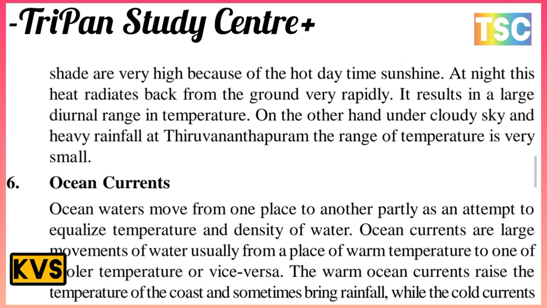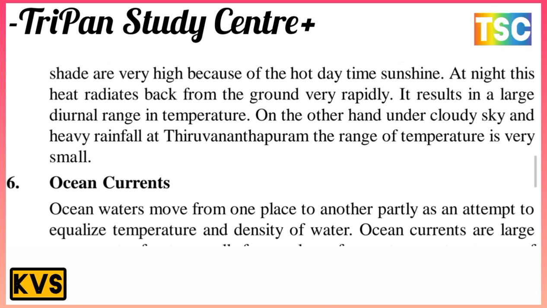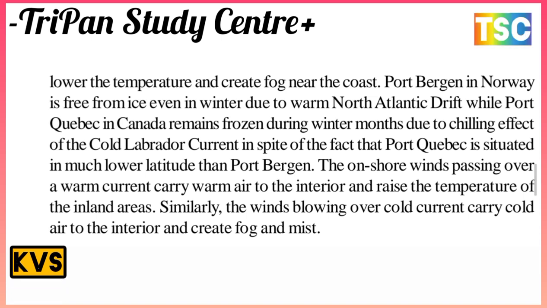Warm ocean currents raise the temperature of the coasts and sometimes bring rainfall, while cold currents lower their temperature and create fog near the coasts. For example, the port of Quebec remains frozen during the winter months due to the chilling effect of the cold Labrador current, in spite of the fact that Quebec is situated at a much lower latitude than other ports. Onshore winds passing over warm currents carry warm air to the interiors and raise the temperature of the island area.